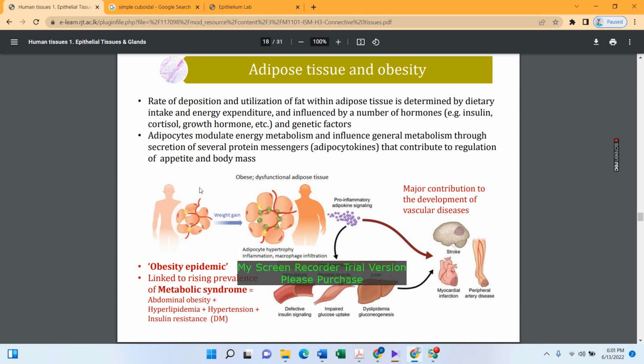And then the obesity epidemic is linked to the rising prevalence of metabolic syndrome, which equals abdominal obesity plus hyperlipidemia plus hypertension plus insulin resistance. So this is something we have to have overall knowledge of. It is a major contribution to the development of vascular disease like stroke, myocardial infarction, and peripheral artery disease. So this is insulin resistance: vasculature, skeletal muscle, liver, defective insulin signal, impaired glucose uptake, dyslipidemia, gluconeogenesis, adipocyte hypertrophy, inflammation, macrophage infiltration. Several things you have to figure out.